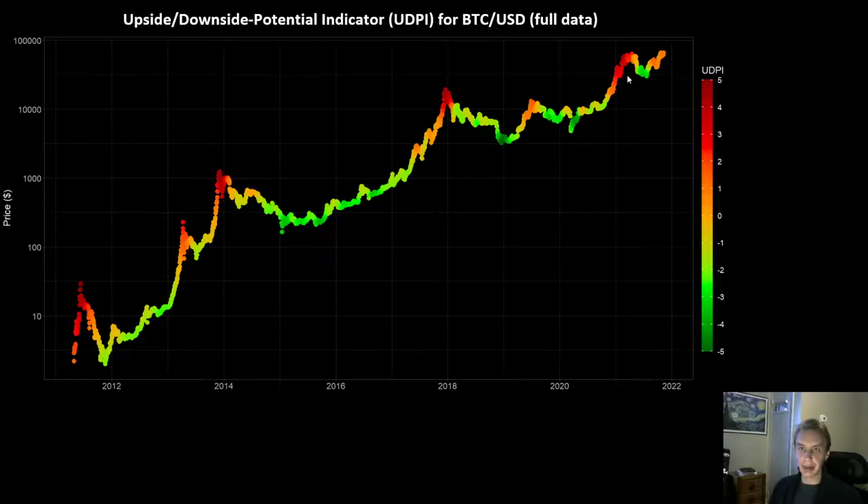It instills a lot of confidence in me personally that the UDPI is so good at doing this for all these different assets we throw at it. So far, every single asset that I've thrown at the UDPI, it's been able to handle. It's been able to identify the low-risk zones and the high-risk zones.